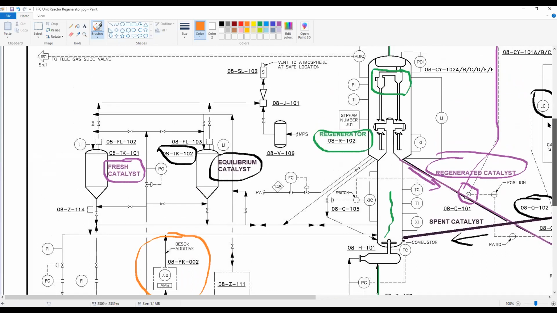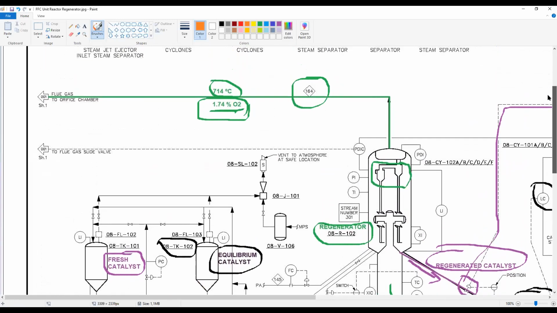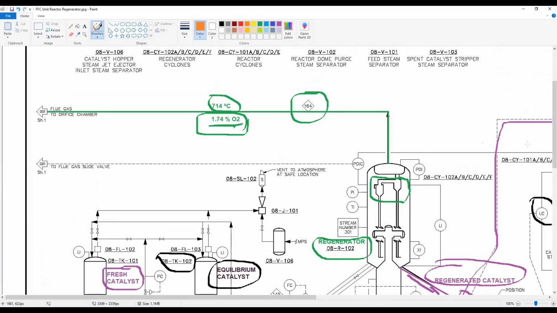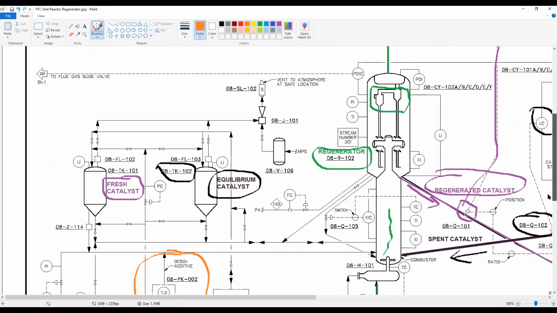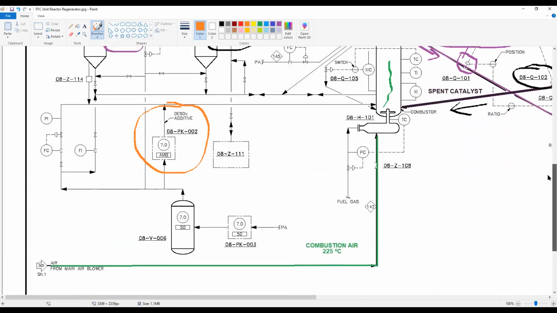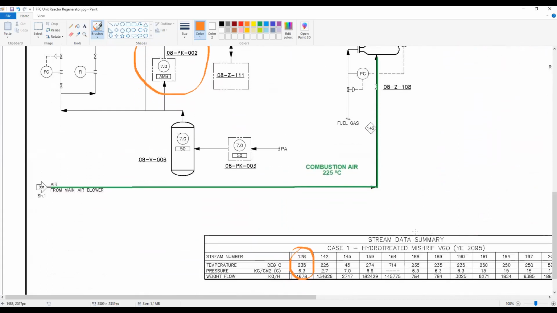We have a lot of things here in the PFD, but these are the main operating conditions. Remember that at the bottom of the PFD, you will have the streams with the main operating conditions. Here we have the stream number, temperature, pressure, and weight flow. And if you want to find a more detailed characterization of the stream, you go to the heat and material balance, and you will have all the detailed composition of each stream of the unit.